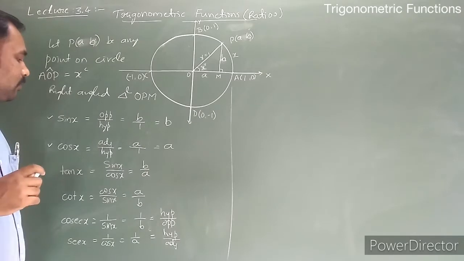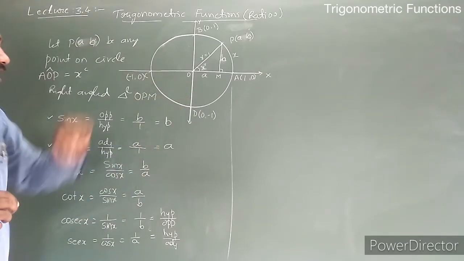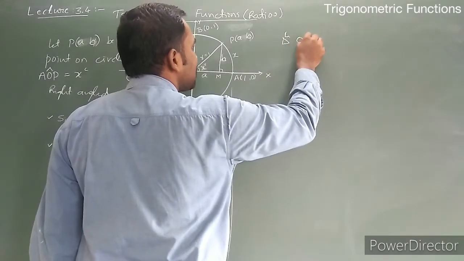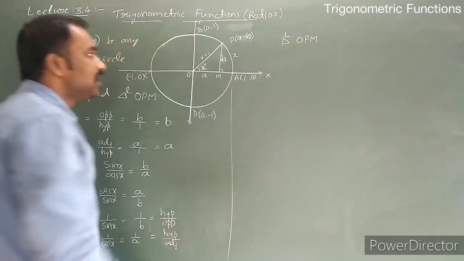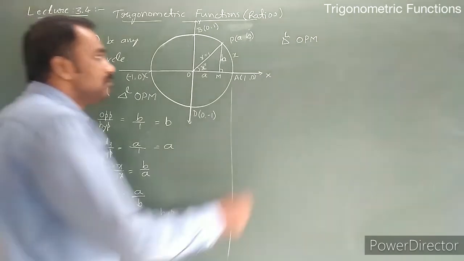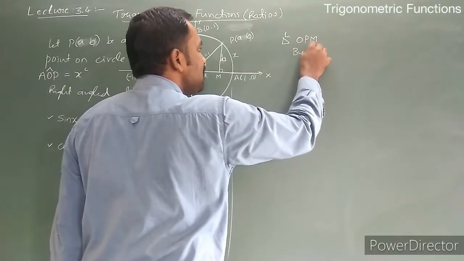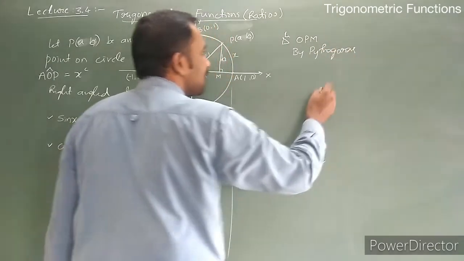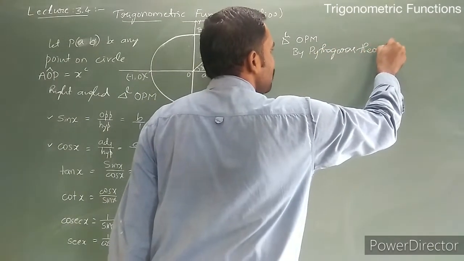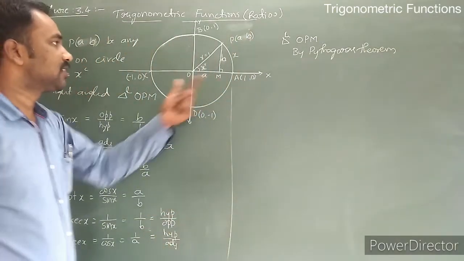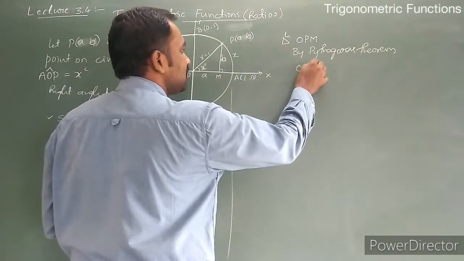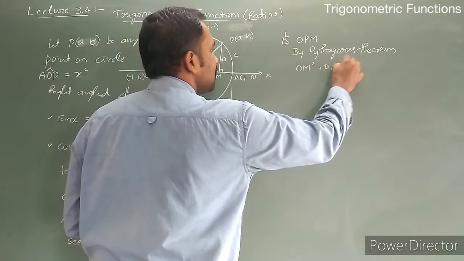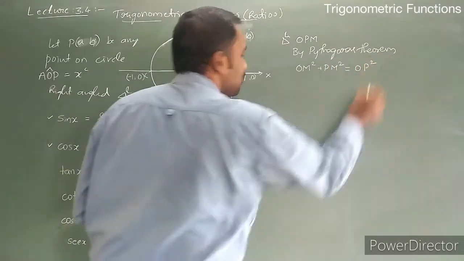Okay, now the next point, in this right angle triangle only. What is the right angle triangle? OPM or OMP. By the Pythagoras theorem, what can we write? By the Pythagoras theorem, adjacent square plus opposite square is equal to hypotenuse square.